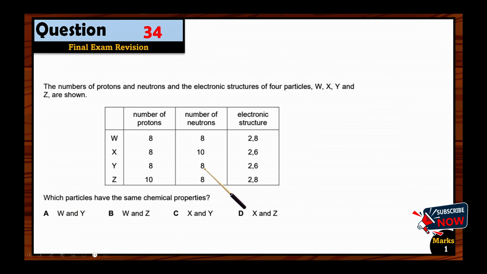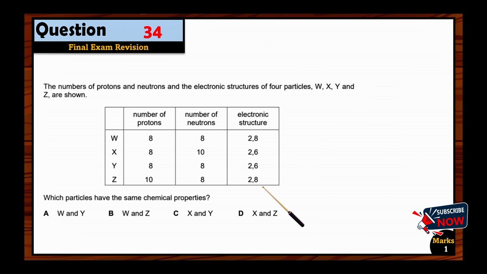So let's see the proton number. No, we don't have to look for the neutrons. Let's look just at the electronic structure, because these are actually the electrons. If they have the same chemical properties, they should have the same number of electrons. So let's see which ones have the same number of electrons. 2, 8, 2, 6, 2, 6, 2, 8. So X and Y have the same, and also W and Z have the same electronic structure.